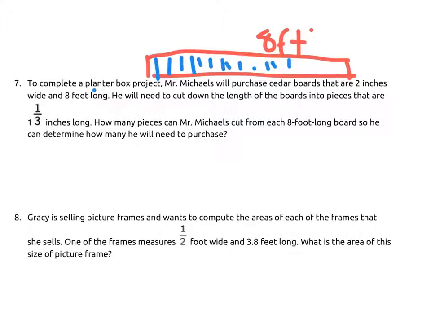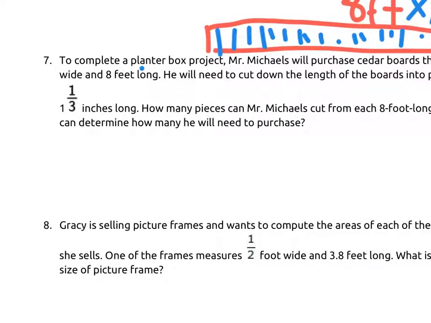So what I want you guys to keep in mind is as we're cutting this thing up, we are getting more and more pieces. Also, that 8 feet long, it's difficult to understand how much we're going to need unless we convert that feet to inches. So 8 feet times 12 will tell me that I'm going to need 96 inches. The width of the board in this case does not matter. We do not need it. So I'm going to take my 96 inches and I'm going to divide it into 1 1/3 inch pieces.